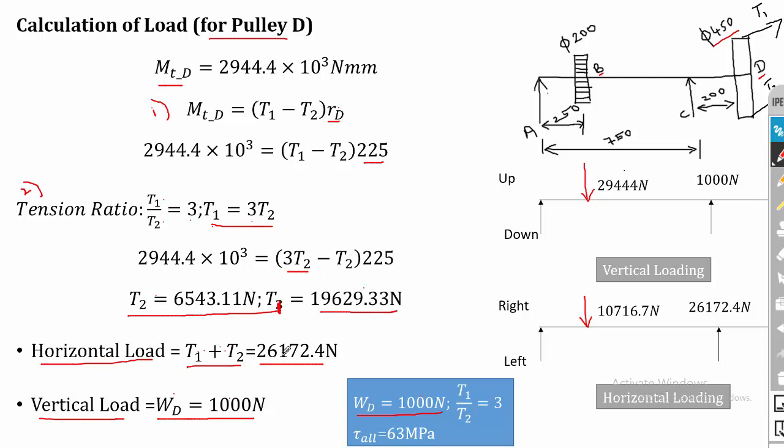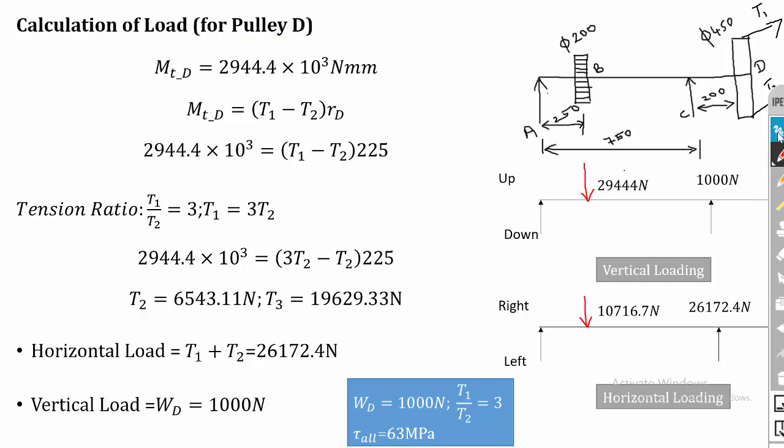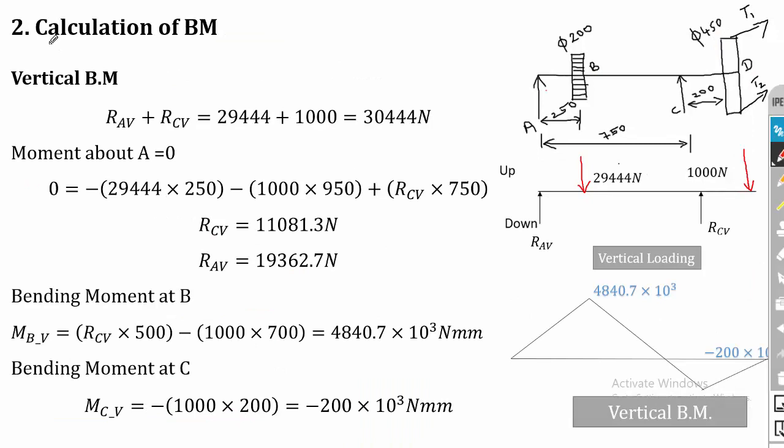So the horizontal load is 26,172.4 Newton. So here actually the direction is not given, whether the belt is acting towards horizontal right or horizontal left, it is not given. So you can consider any one of the direction. So I am going to assume that the horizontal force is acting towards left. Okay. And the vertical load will always act in the downward direction. So the 1000 Newton is acting on the downward direction. Okay. So now we have drawn the vertical loading and horizontal loading. We can go to the second step, that is calculation of bending moment.